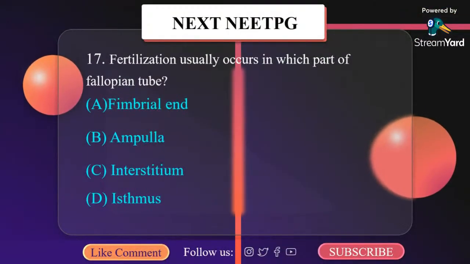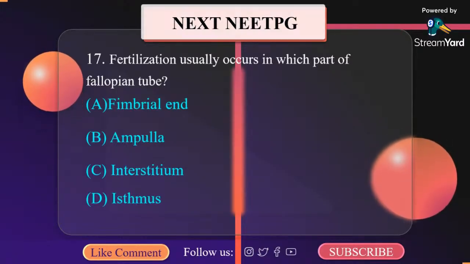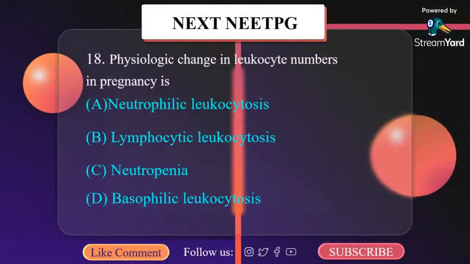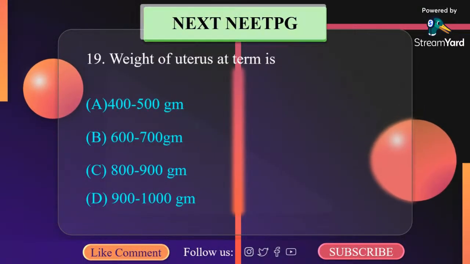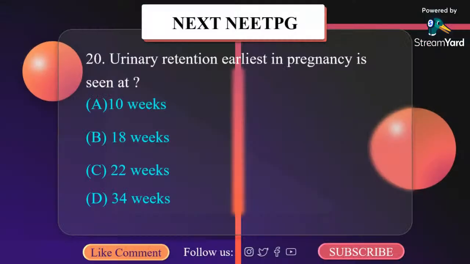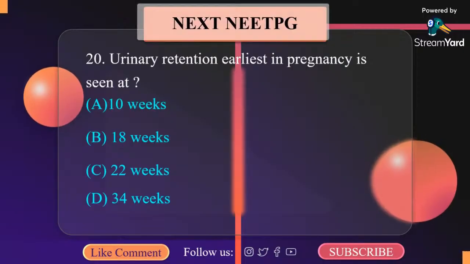Fertilization usually occurs in which part of the fallopian tube? It is ampulla. Physiologic change in leukocyte number is neutrophilic leukocytosis. Weight of uterus at term is 900 to 1000 grams. Urinary retention earliest in pregnancy is seen at 10 weeks.